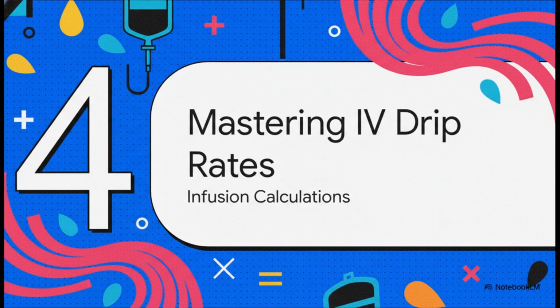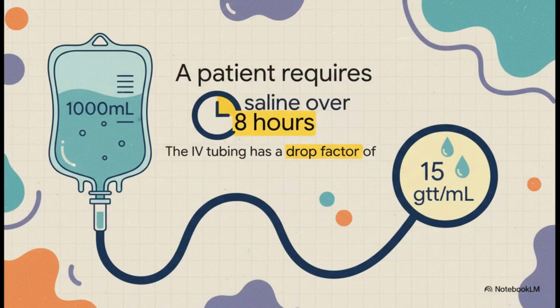Okay, so we've got the basics down. Feeling good? Let's level up and build on that foundation. We're moving on to section 4, mastering IV drip rates. Now this can seem a bit trickier, but it's really just about using the right formula for the job. So here's our next puzzle.